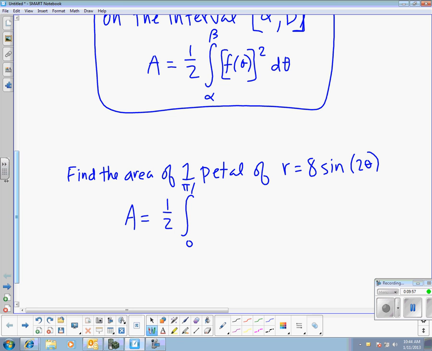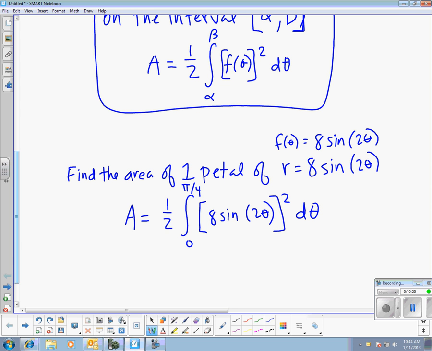Integrate from 0 to pi over 4 of my function squared. Remember that r is the same as f of theta, just like y is the same as f of x. So don't let that throw you off. So all I need to do is square my function, put it in here. So it's going to be 8 sine 2 theta squared d theta, and that's it. Now, some of these, like I said, you can integrate by hand. Some of them you'll integrate in the calculator. It's going to do this one in the calc.